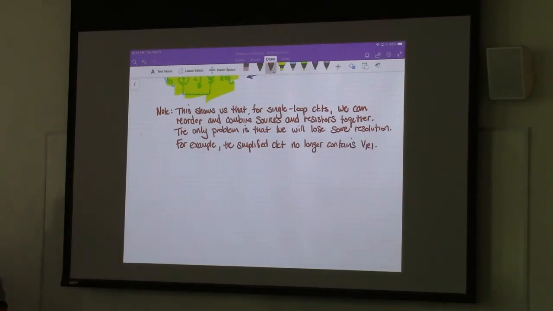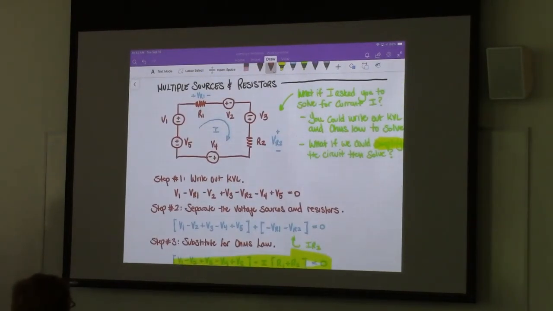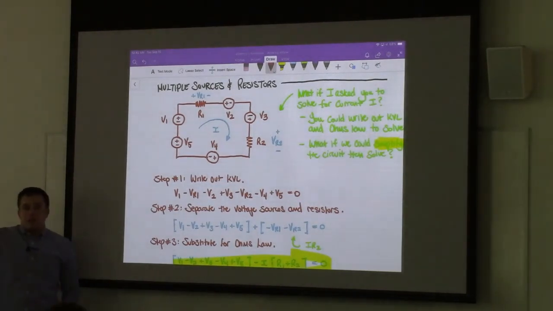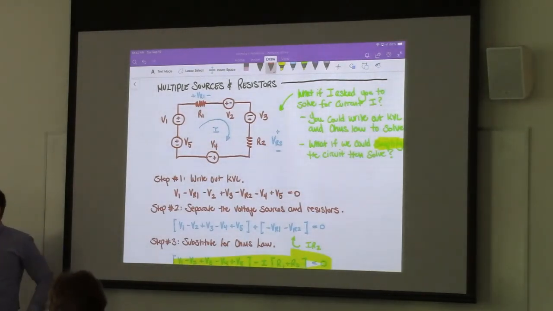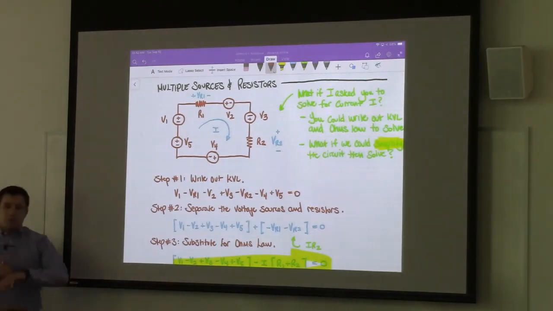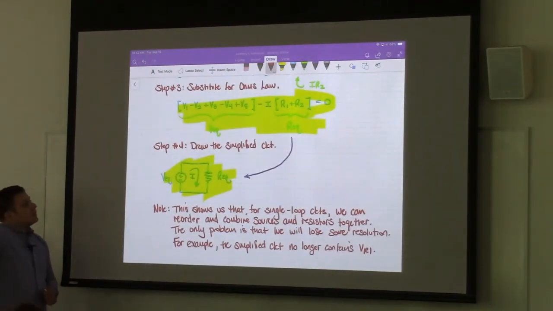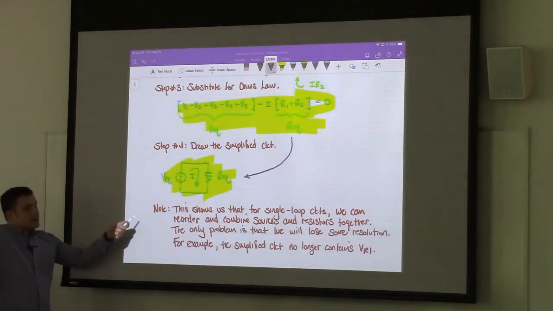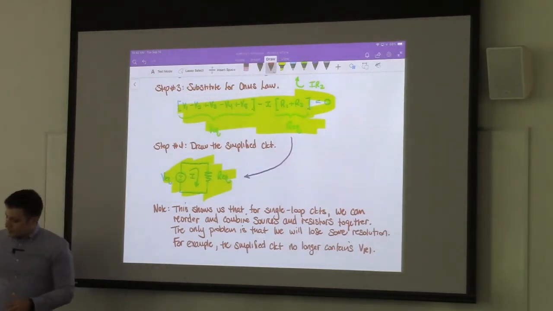So what does this tell us? It says, for single loop circuits, like the one that's shown up here, we can solve it in an easier way. We can take all the voltage sources, group them together, sum them up, and make it a single source. We can take all the resistors, group them together, sum them up, and make it a single resistor. And then the current through that loop we can solve in a much simpler way.